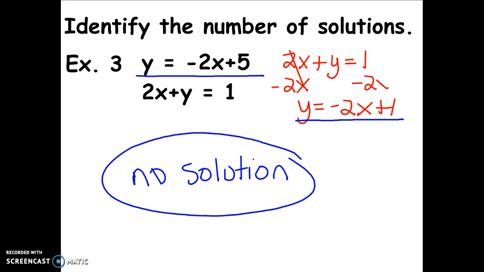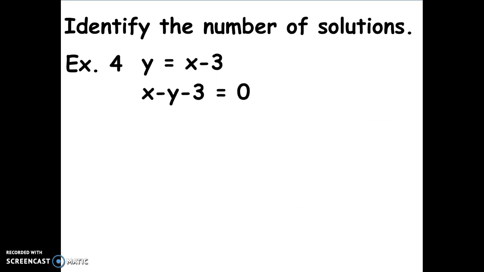Let's move on to example 4. Everyone's going to try this one by themselves. Pause the video, press play once everyone has gotten a chance to work it out.